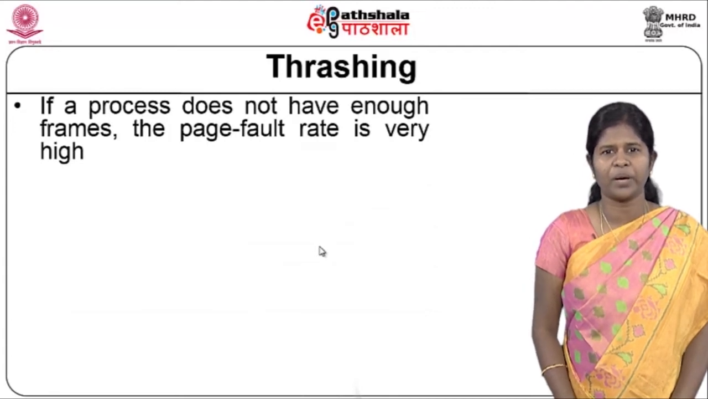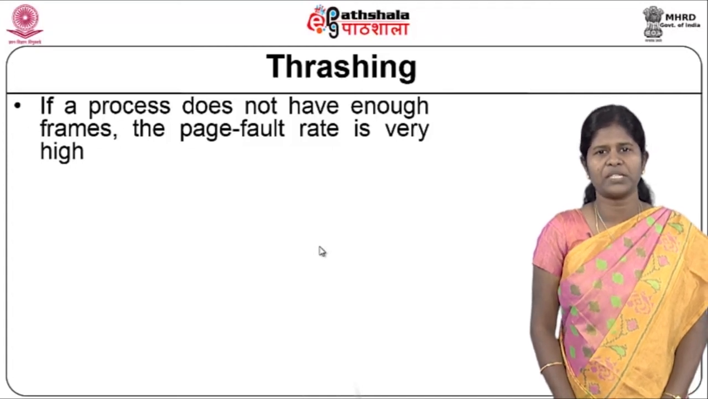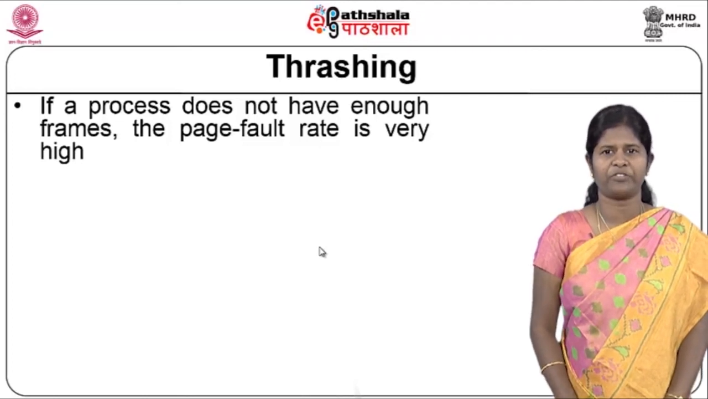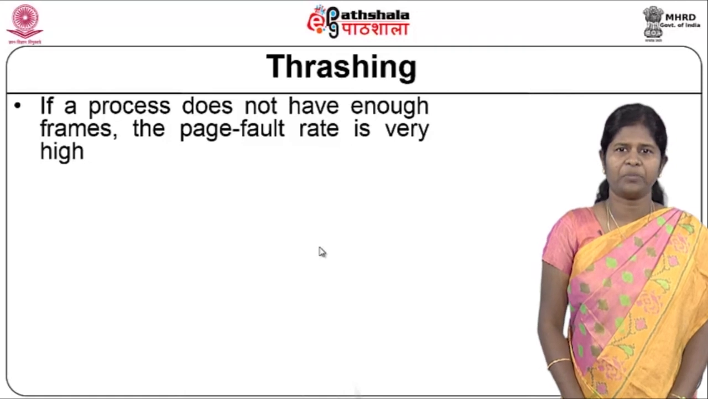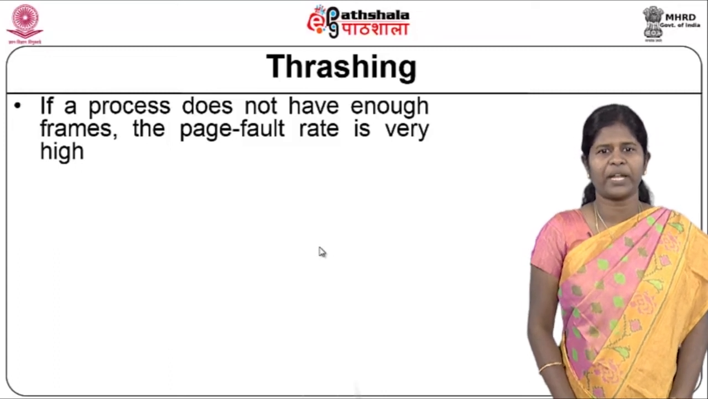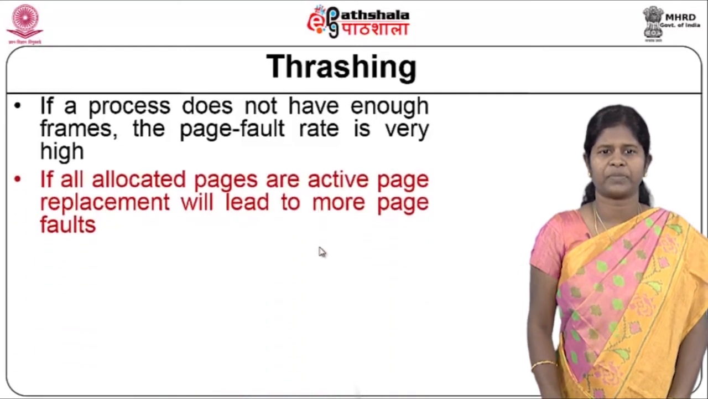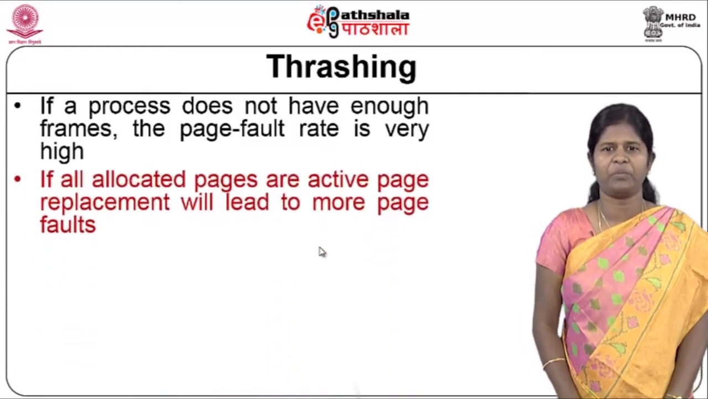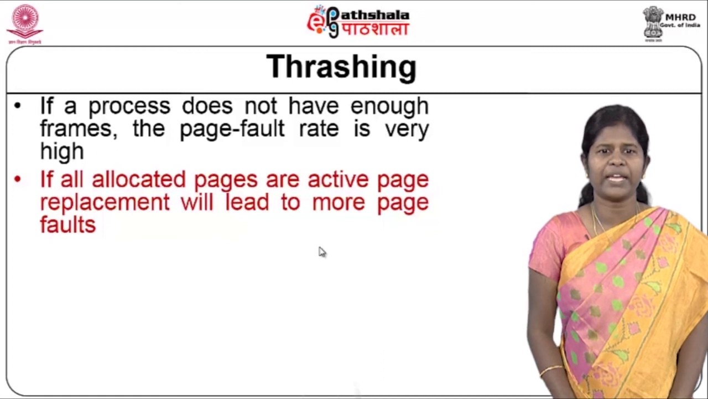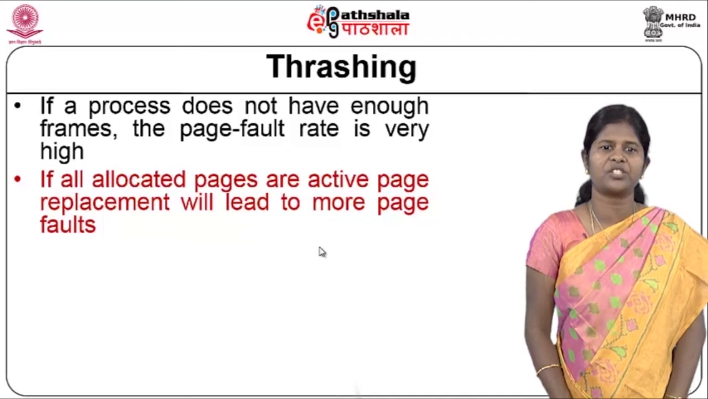So, now we move on to another topic called thrashing. So, what is thrashing? Say you have a process which does not have enough frames. So, I told you that you need to have some minimum number of frames that may be available, but it may not have many frames, some minimum number of frames is allocated to that process. And because of this, what happens when it does not have enough frames, the page fault rate becomes very high. That is, again and again there will be page faults and hence the page fault rate becomes very high. And if all the allocated pages are active, then what will happen is the page replacement will lead to more page faults.